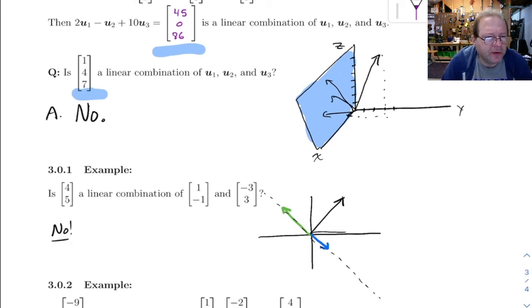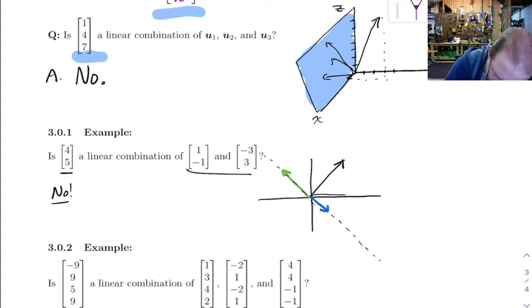So tell you what, let's do this instead of just looking at it and analyzing the pictures. How would we do this using algebra? Here's what you do. If you're trying to decide if this is a linear combination of these guys, what you do is you just set it up as a linear combination.